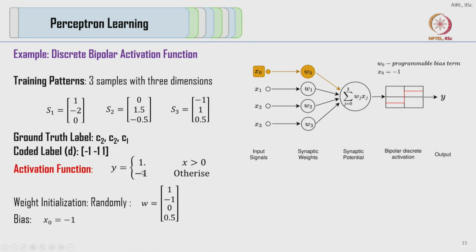I am selecting an activation function. It is a bipolar activation function: if x is greater than 0, it is 1, and if x is less than 0, it is minus 1. I am initializing the weights, there are 4 weights, w1, w2, w3 and w naught, the bias also. I am initializing them randomly like this. I am assuming the bias input to be minus 1 here.